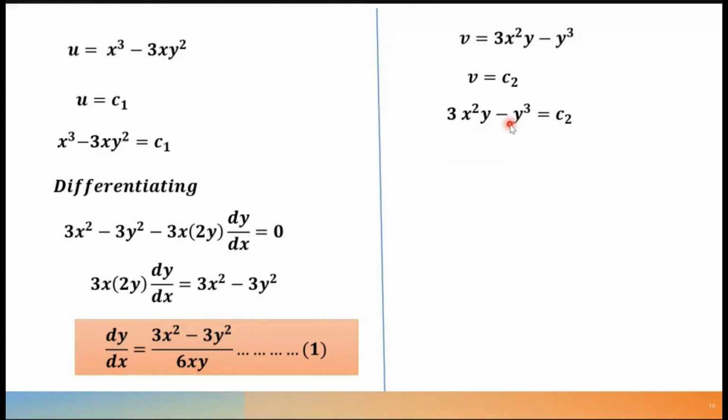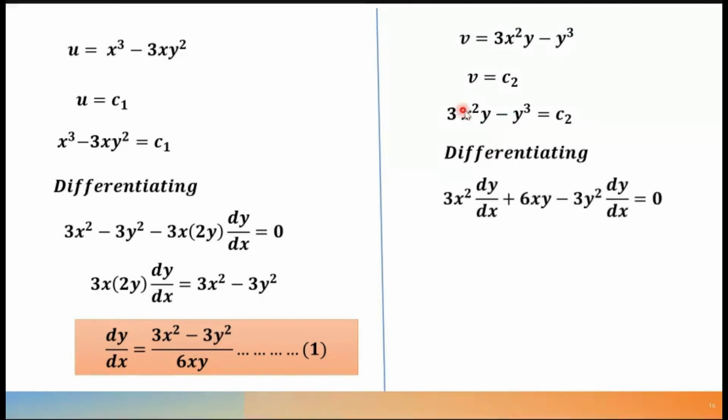Differentiating with respect to x again, फिर से यहाँ पे दो टर्म्स हैं, तो 3x square dy by dx plus 3y into derivative of x square, that is 2x, तो 6xy हो जाएगा, y cube का derivative 3y square और y का derivative dy by dx equal to 0. Again calculating dy by dx from this expression. Keep dy by dx term on one side and all the other terms on the other side.